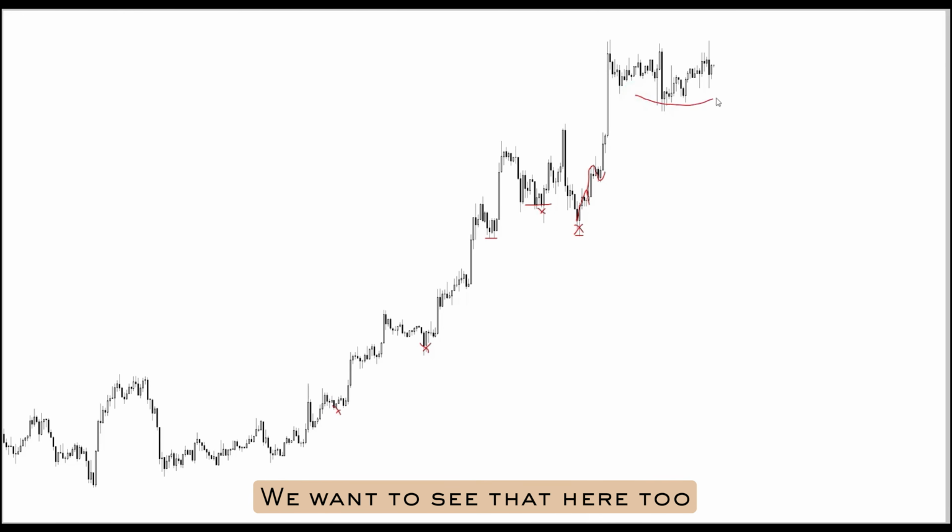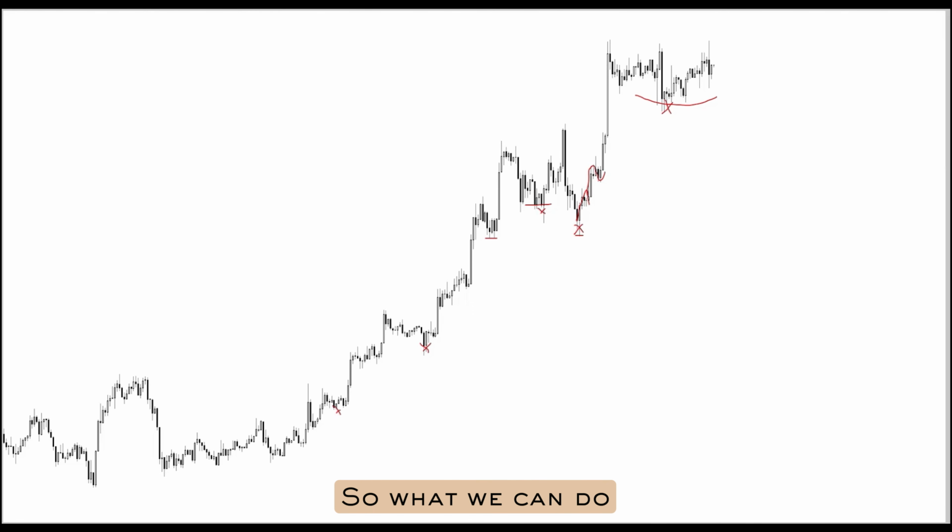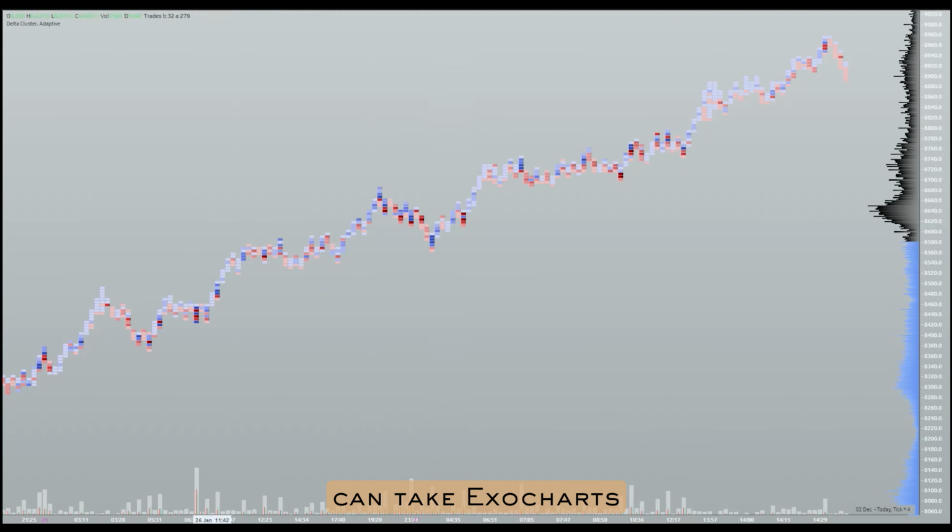We want to see that here too. We'll want to see these really negative prints looking at delta. So we'll want to see really high volume in the form of aggressive selling. This is where using EXO charts and filtering is useful. So what we can do is take EXO charts.